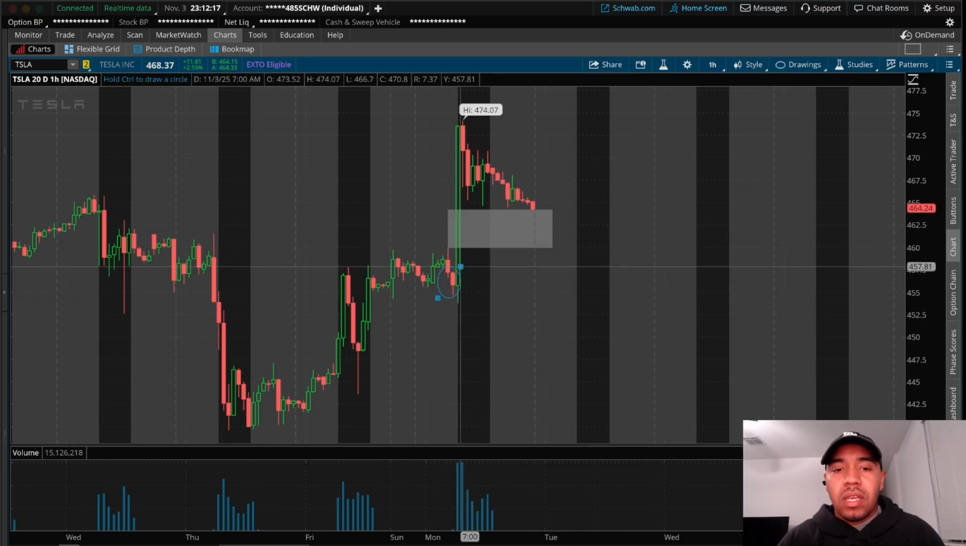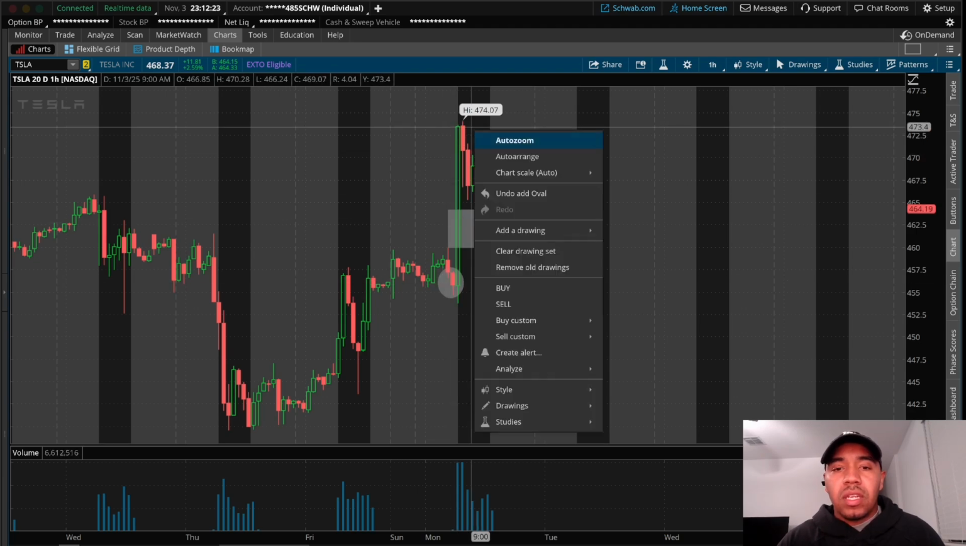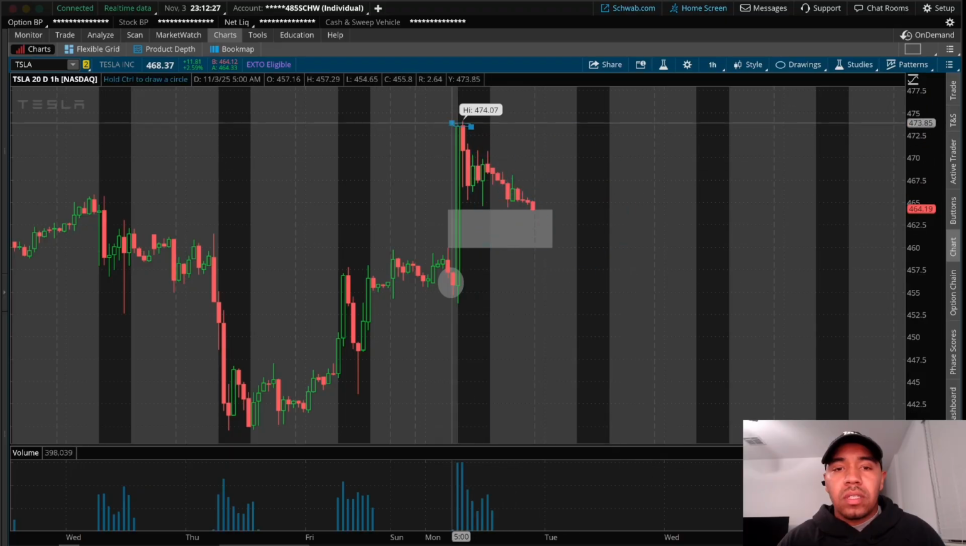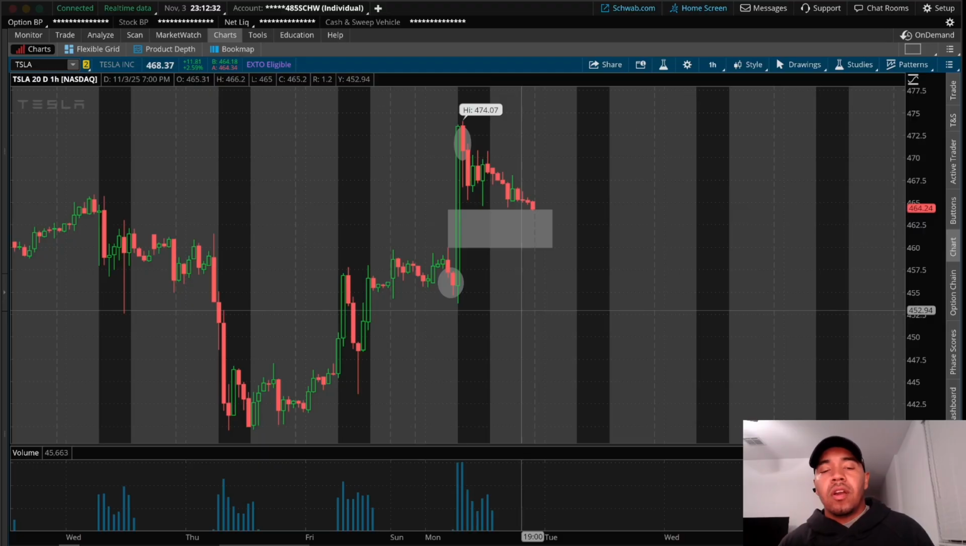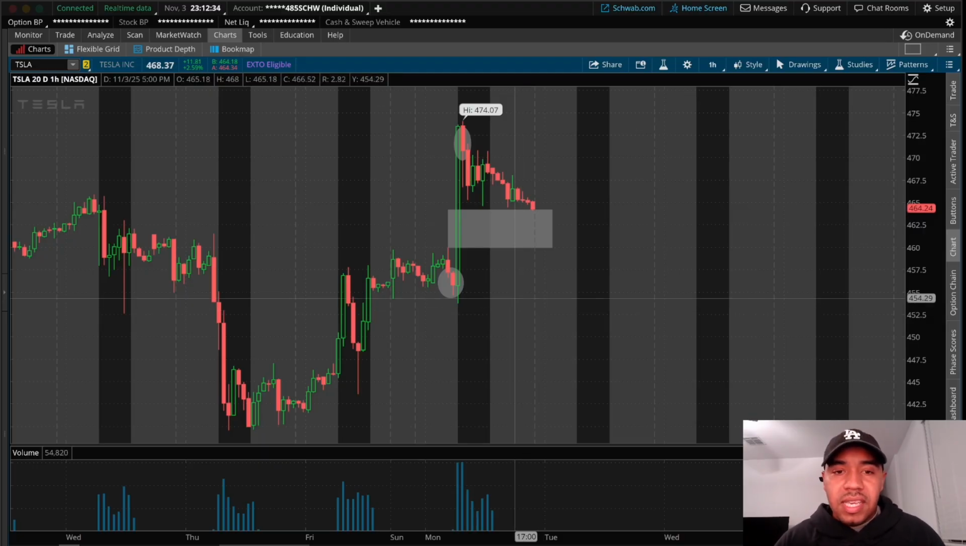As you can see here, look at this little red candle, the first red candle right there. Now there is a gap. Here is the gap right here, with this green candle here. As you can see, we are on the 1 hour.